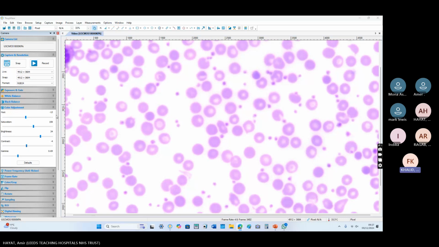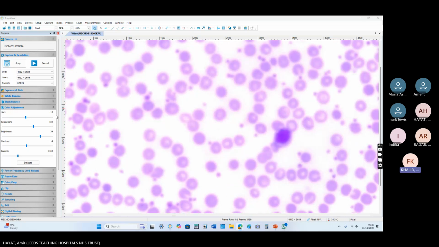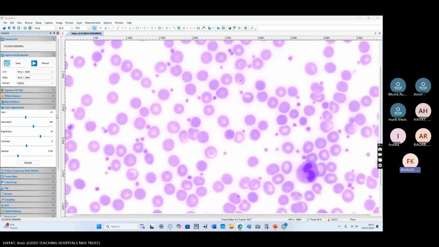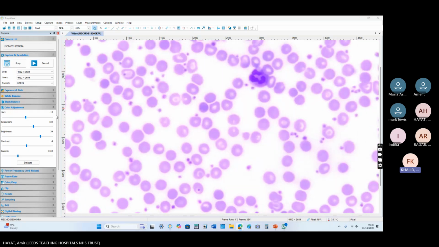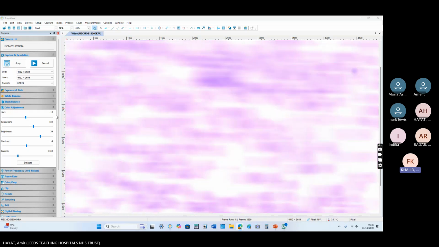So what I would suggest is number one, I'll mention what I saw. I saw spherocytes. I saw target cells. I saw a thrombocytosis. White blood cell count: the white blood cells look all right-ish.